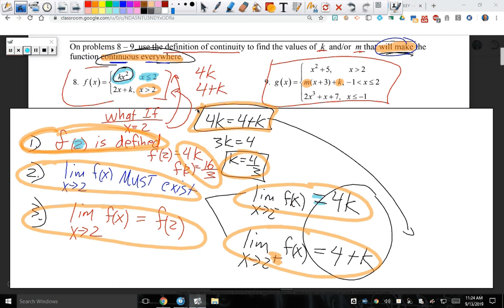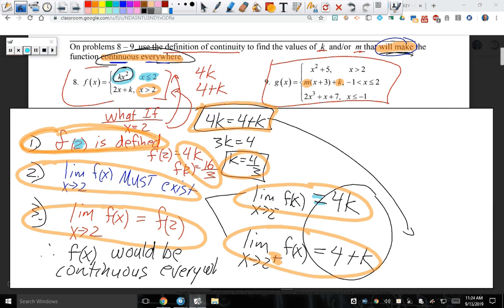What about your written explanation, like your therefore or something like that? Oh, okay. All right, thank you. I missed that. So therefore, f of x would be continuous everywhere. You could say theorem holds. When theorem holds, it means all of these were true. Theorem holds, therefore f of x would be continuous everywhere.